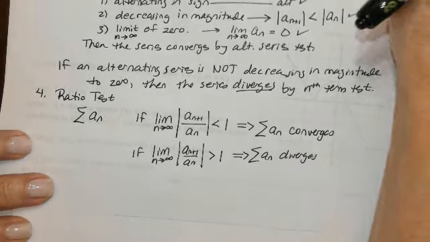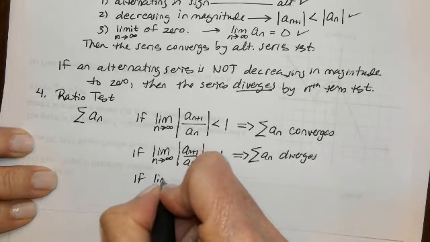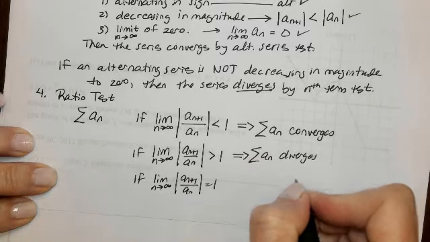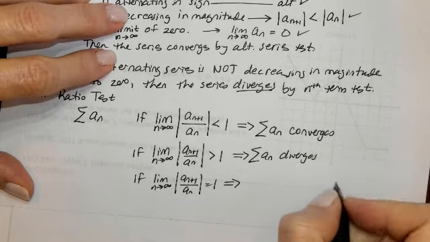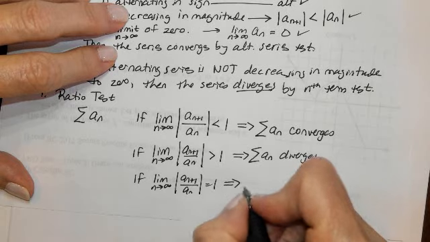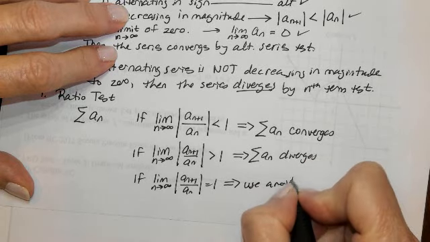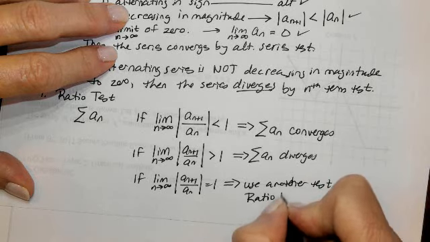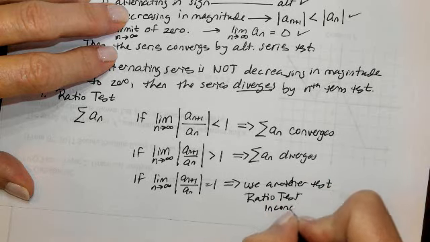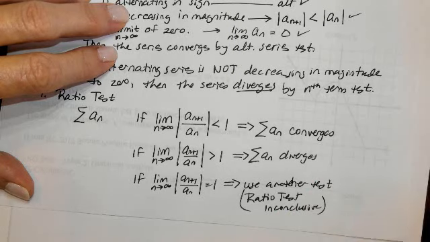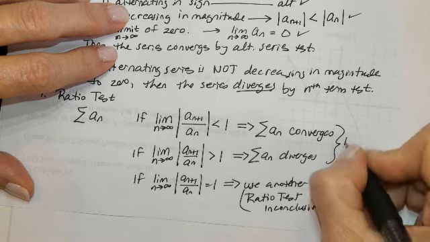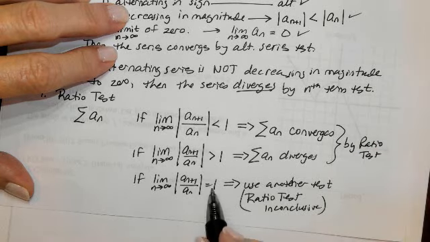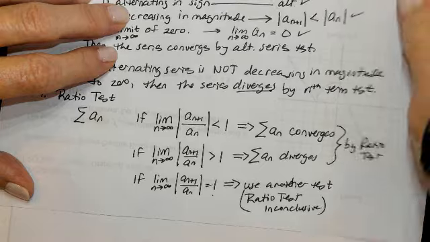Okay? And if that limit is equal to 1, then we have to go use a different test, because the ratio test is inconclusive. Okay? So these both converge or diverge by the ratio test. If the limit is equal to 1, go use another test. All right.